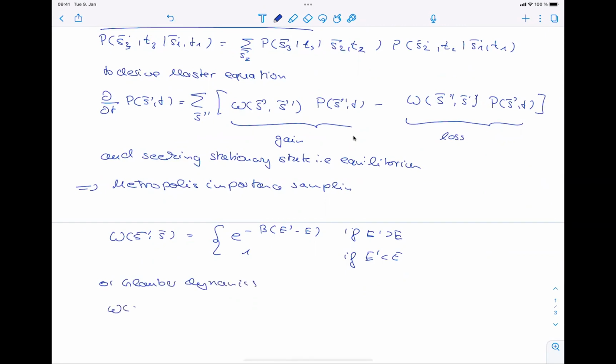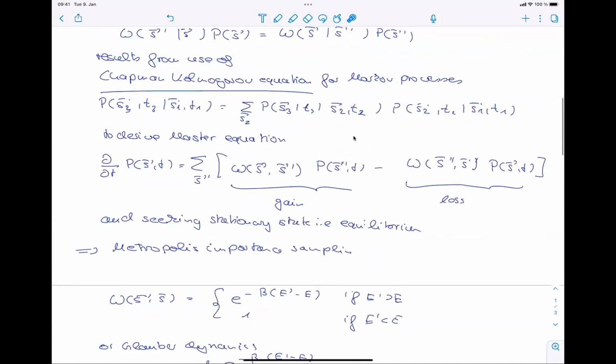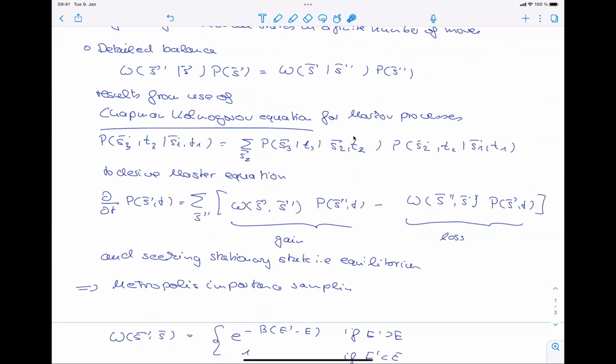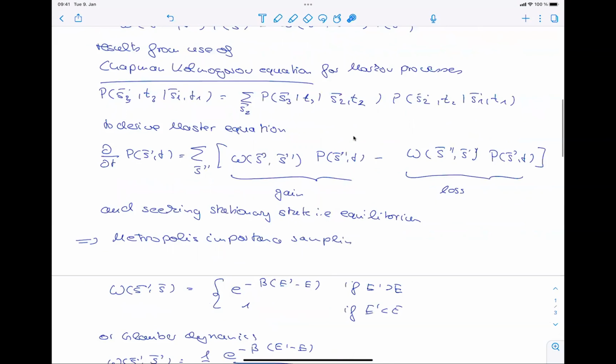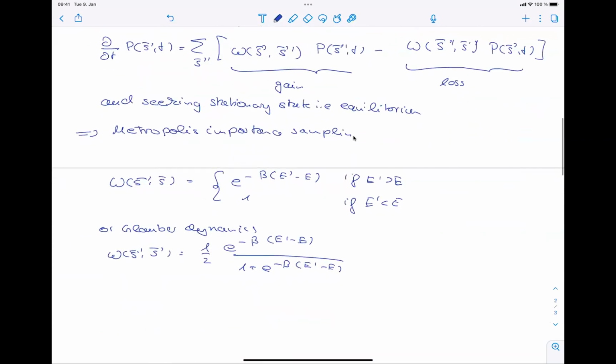where this is one half (1 minus tanh of beta (E prime minus E)). And you can lump these expressions into this condition of detailed balance to see that this is satisfied. And then the last thing we did was we looked into the ingredients for Monte Carlo simulations.